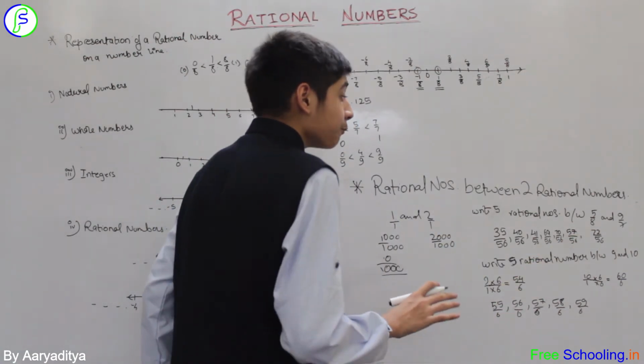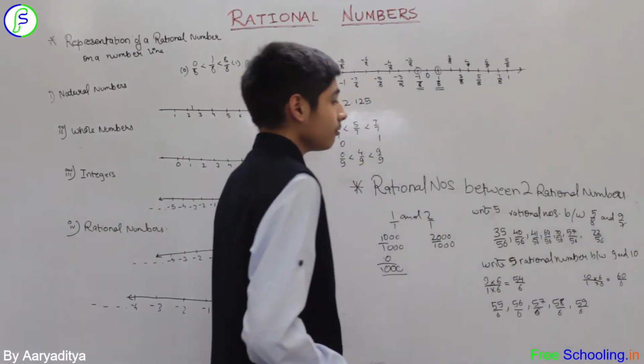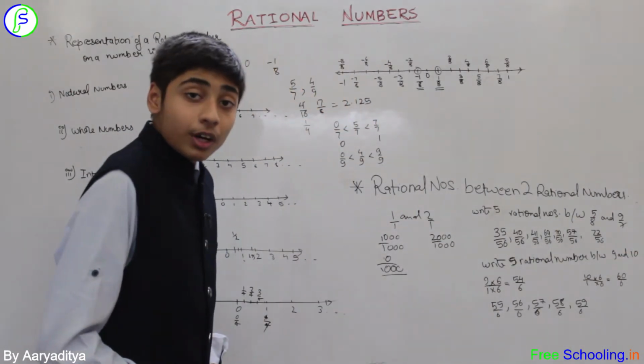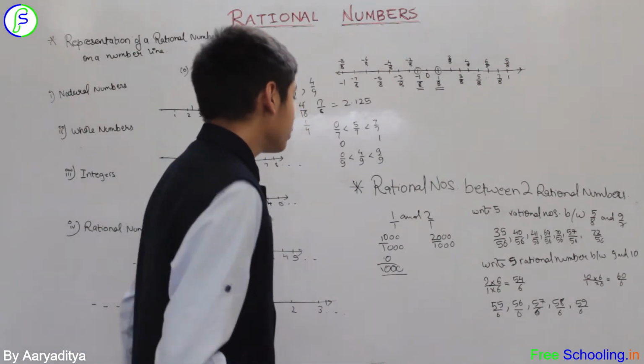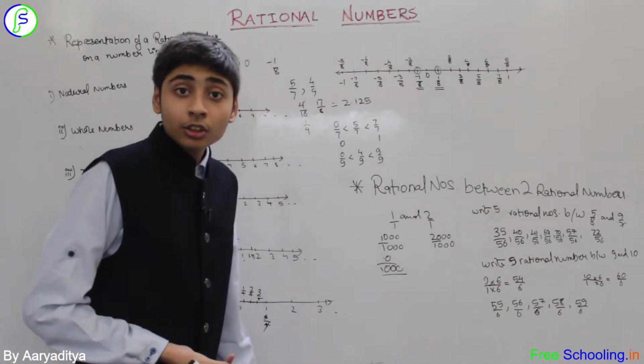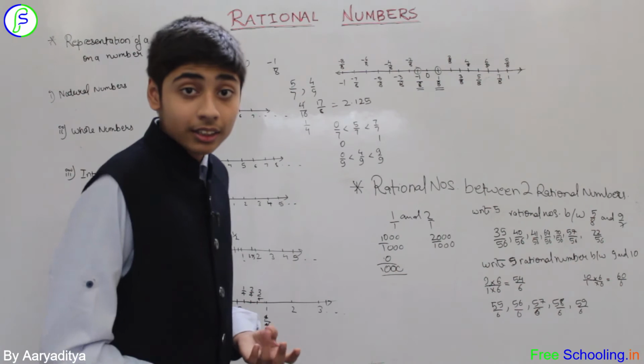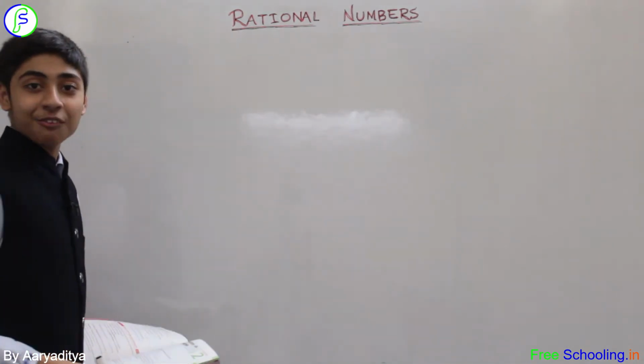But that is mostly applicable if you are given the numbers that have the denominator as 1. And there was one more method I have already told you, that you can just directly multiply them with 10, hundreds or thousands. So you will be getting 10 rational numbers between them, 100 and 1000 respectively. So now let's start with the exercise.